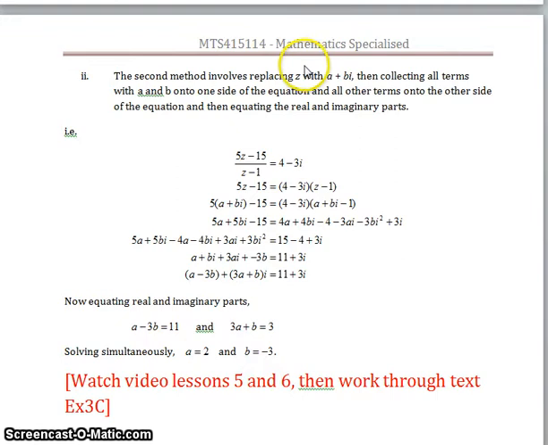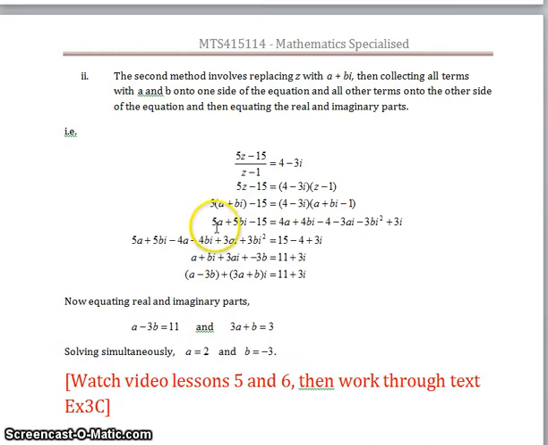would involve replacing z with a plus bi in the original equation, then collecting all the terms with a and b onto one side of the equation and all other terms onto the other side, and then equating the real and imaginary parts. In doing that, we'll still start off by putting z minus 1 over to the right hand side, as we have done here. That was the same as the first step in the previous method. Then we replace z on the left and right with a plus bi, and we can see how that's replaced here and here.